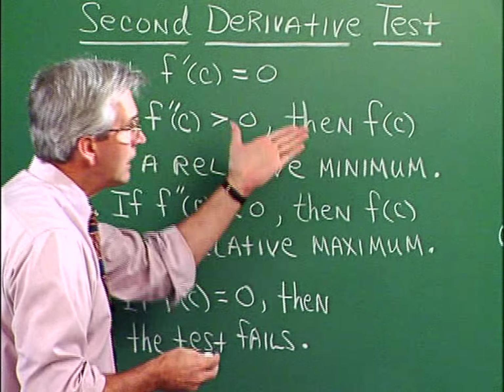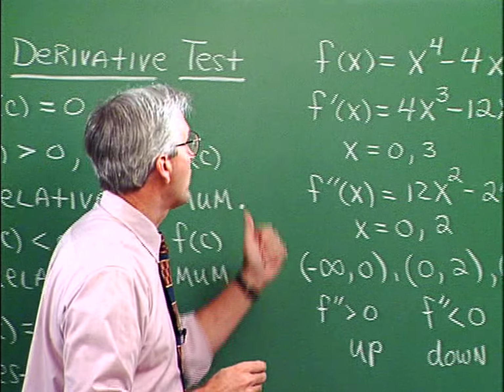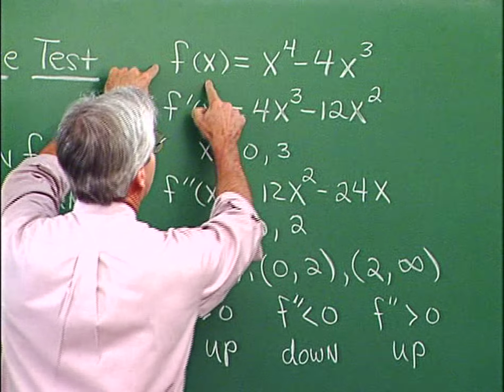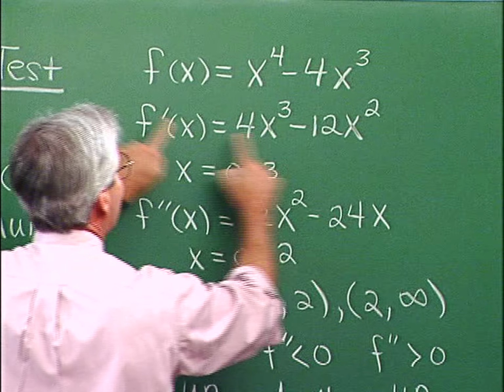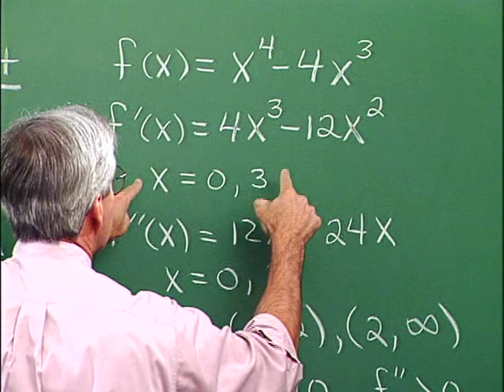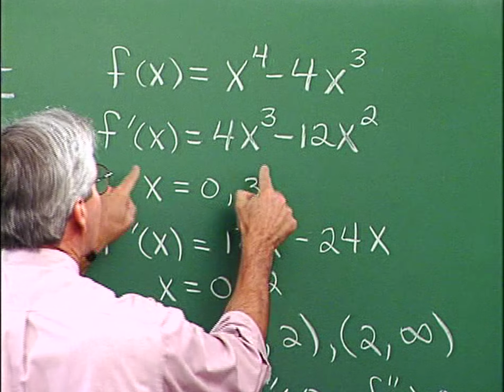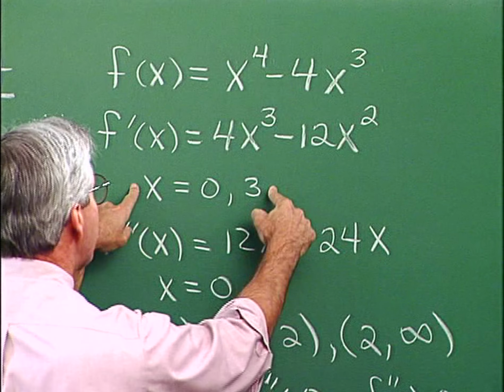Well, let's consider this other function right quick. Here's one. This one has a rather interesting twist to it. f of x is this. f prime of x is this. And these are the zeros of that. These are the zeros of the first derivative. So these are candidates as maximum and minimum points.